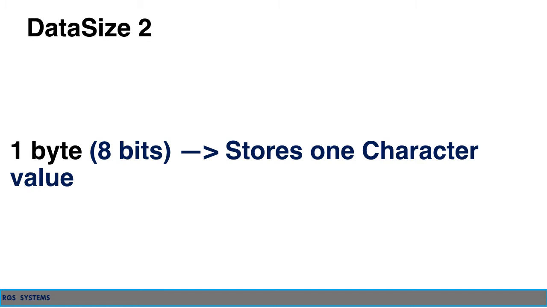The data size 2 is 1 byte. 1 byte is nothing but an aggregation of 8 individual bits. Remember, one bit can store either 1 or 0. So when somebody says 1 byte, you're storing 8 values, which could be a combination of on and off, which means ones and zeros. And that much is required to store one character.